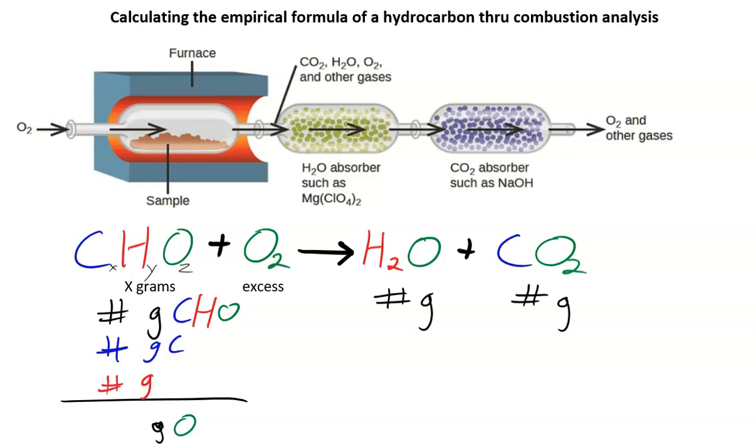Once we calculate the mass of the carbon from the carbon dioxide, and then we calculate the mass of the hydrogen from the water, we just subtract those two. If you have CHO minus C and minus H, you end up with the mass of the oxygen. Once we get the mass of each of these pieces, we're done with the first part of the problem. After this, we just run it through the 4 steps to get the empirical formula.